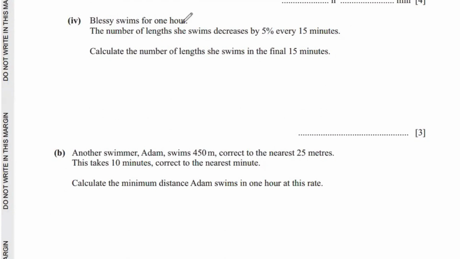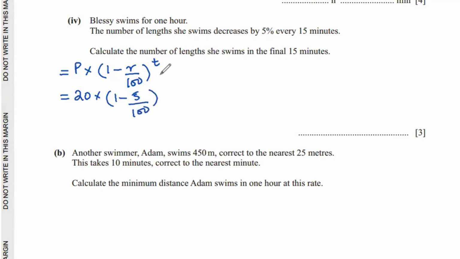Now, Blessy is swimming for 1 hour. And since they're decreasing by 5% every 15 minutes, that shows that this is exponential decay. So for the exponential decrease, the formula we use is the initial amount, or the principal amount, times 1 minus r over 100, to the power of t, which is time. So r is 5 over here, and our initial number of lengths is 20. So 20 times 1 minus 5 over 100.